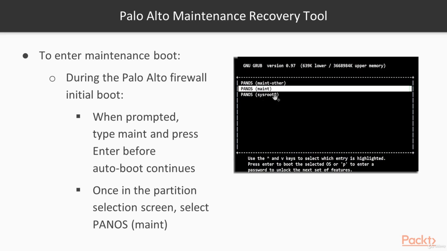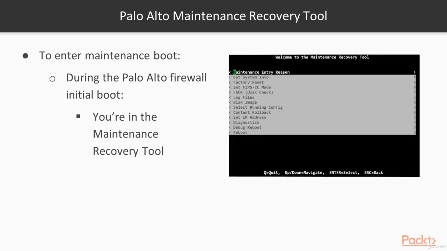and you should be able to get into the screen where it's going to ask you, do you want to continue booting normally? In that case, you select sysroot, that's your normal boot partition, or you want to get into maintenance mode. We're going to go and select maintenance mode. And if everything went well, you should be presented with the maintenance recovery tool screen.